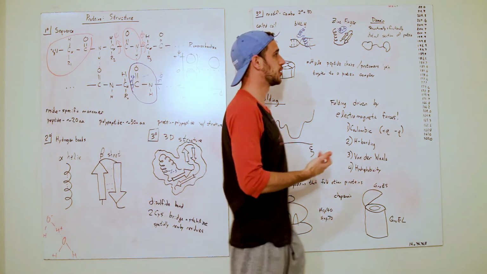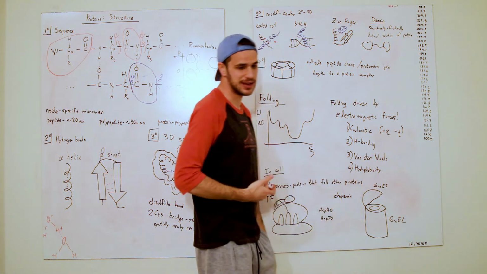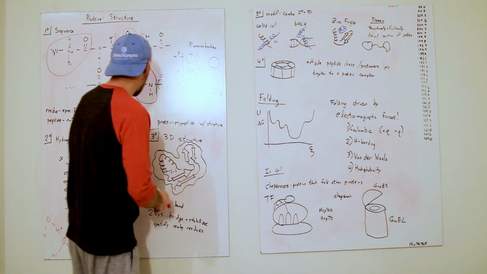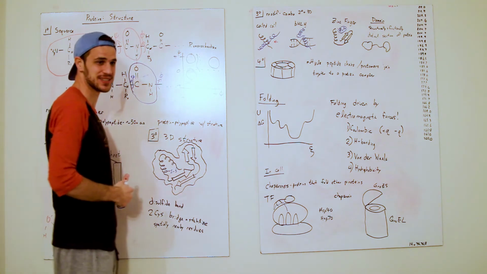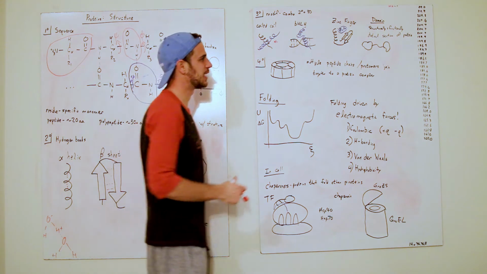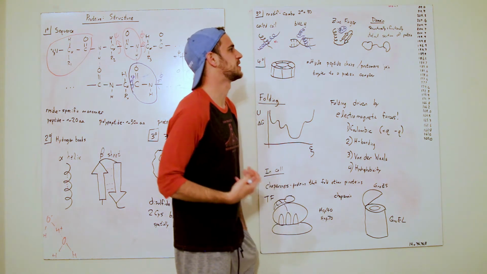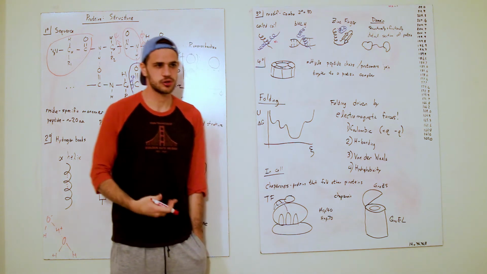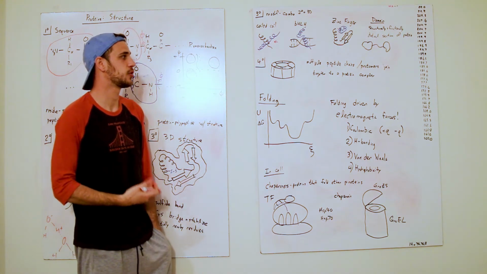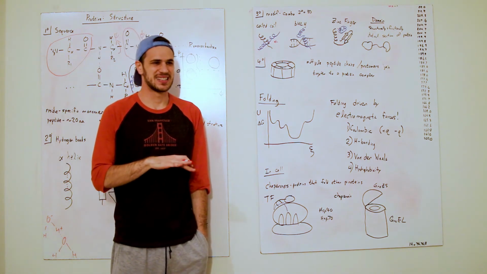Then finally we have this thing called a domain. Now, what a domain is, we're coming back to some arbitrarily defined definitions. Socrates would have a field day with biology. A domain is just a structurally and functionally distinct section of a protein. How do you define a structurally and functionally distinct section of a protein? It's kind of arbitrary.